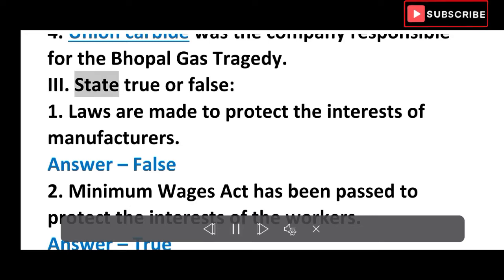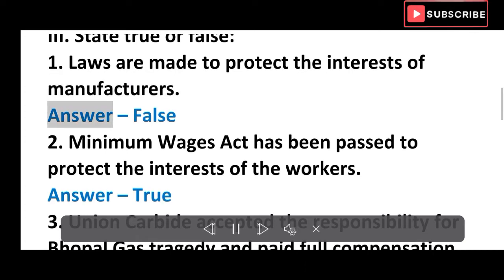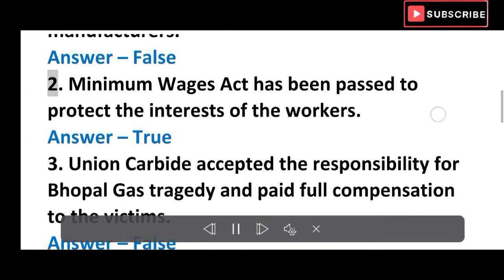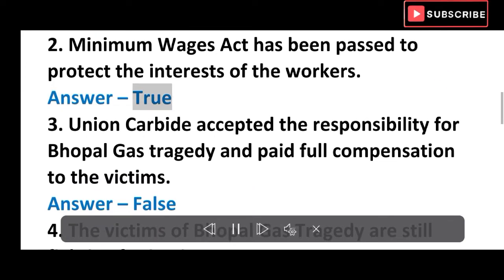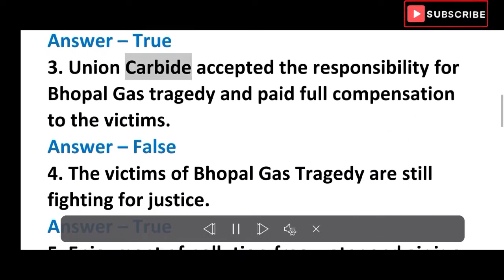3. State true or false. 1. Laws are made to protect the interests of manufacturers. Answer false. 2. Minimum Wages Act has been passed to protect the interests of the workers. Answer true. 3. Union Carbide accepted the responsibility for Bhopal gas tragedy and paid full compensation to the victims.